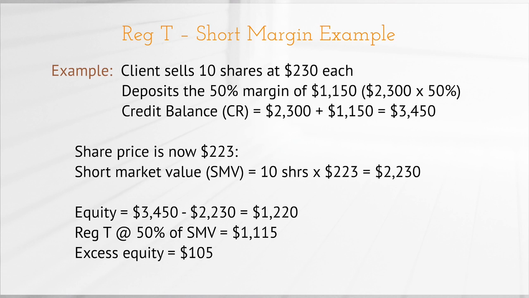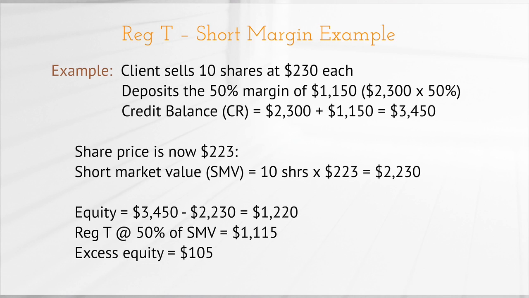So their new market value is 10 times $223 for $2,230. So our equity is now $3,450, our credit balance, minus the short market value of $2,230 for a total equity of $1,220. So that's taking our $3,450 we first calculated less the new market value to get our equity.